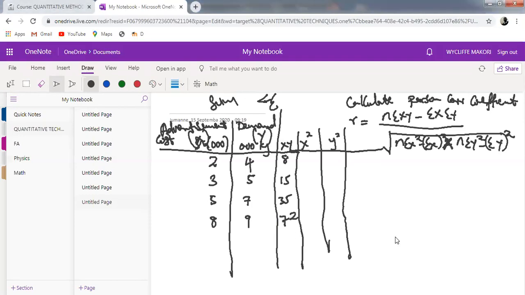Then we need to get a column for x squared. X squared simply talks about all the values of x that we have, we square them. So we are going to have 4, 3 squared is 9, 5 squared is 25, 8 squared is 64. The y squared here simply means we square the y's.